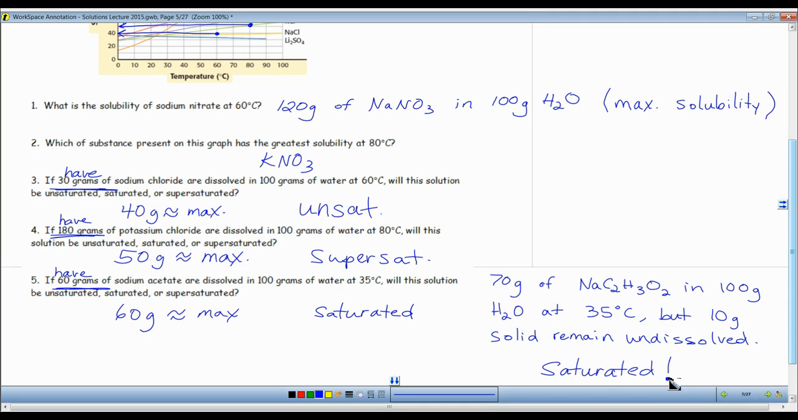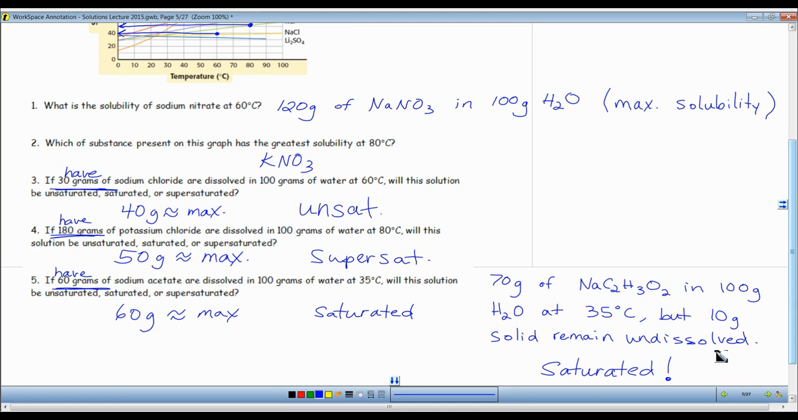Or maybe they would say something like, if 70 grams are added to 100 grams of water at 35 degrees, how many grams of solid will remain undissolved? Well, again, that's where we would look at the graph to find this maximum solubility of 60 grams, so that if I add 70, I could tell you that 60 would dissolve and the other 10 would remain solid, undissolved.